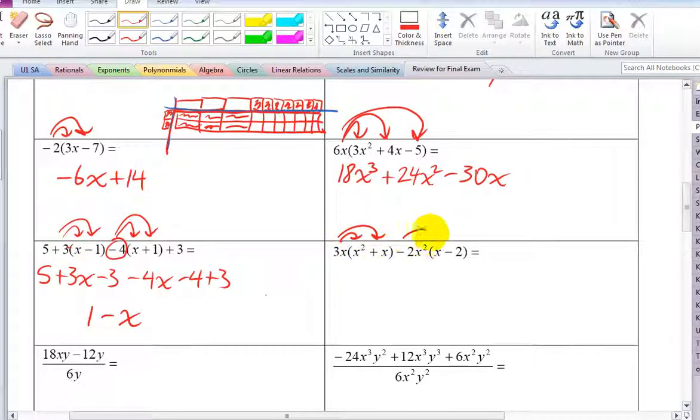Multiply and then add. Be careful with that negative 2x squared. Go. You might not be able to add for this one. Double check that.